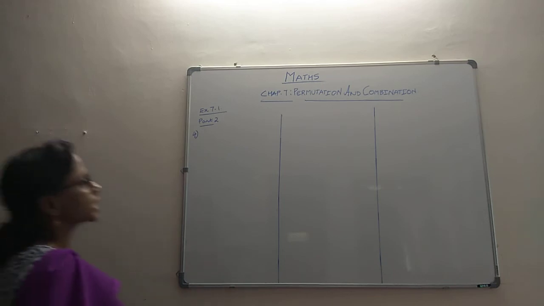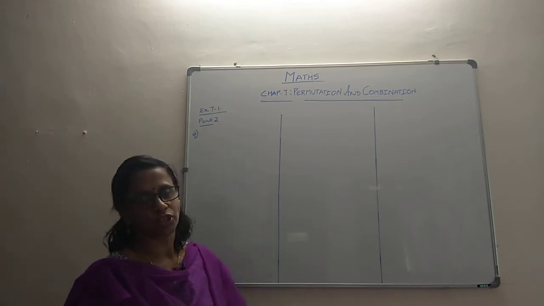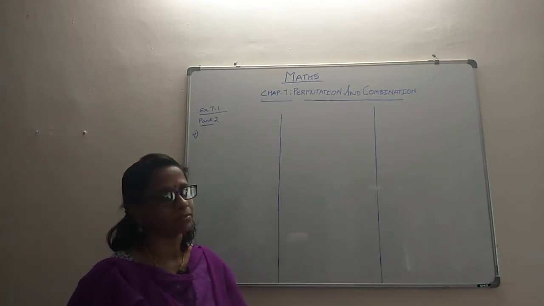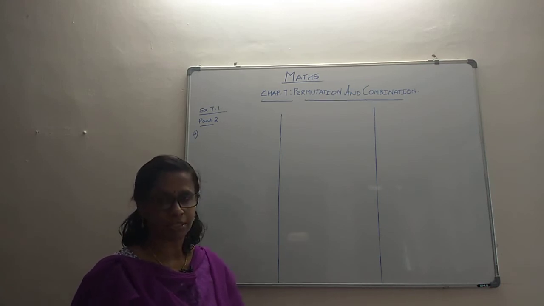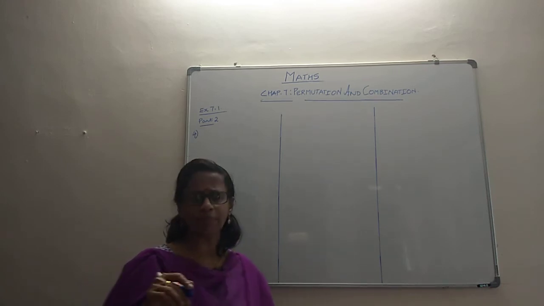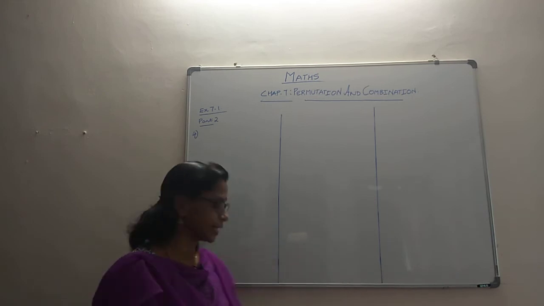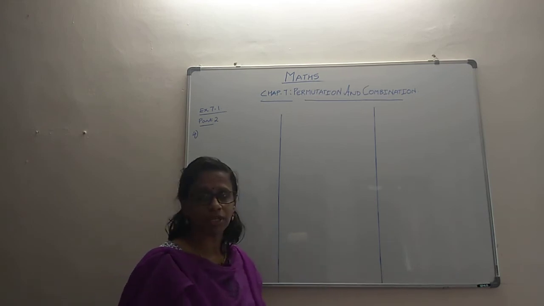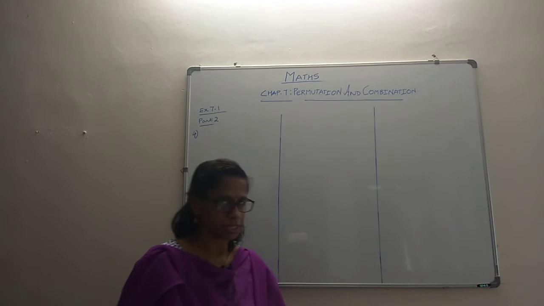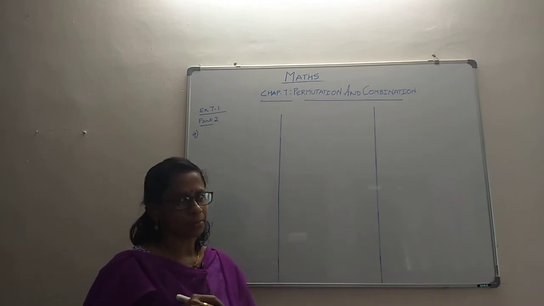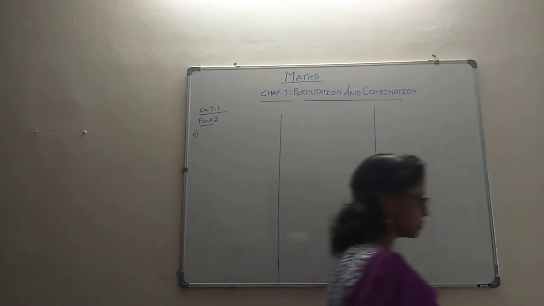Hello folks, we take the part 2 video for the exercise 7.1. We were doing the fundamental principle of counting. We learned that if one work can be done in m ways and another work can be done in n ways, then the total number of ways of doing this work is mn, and we are going to take up problems based on that. The first 3 problems we took up in part 1. Now let's take the next problem and see what it says.